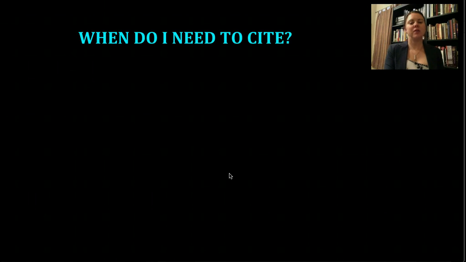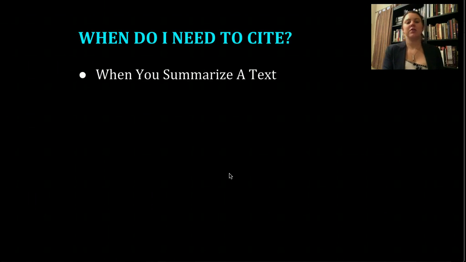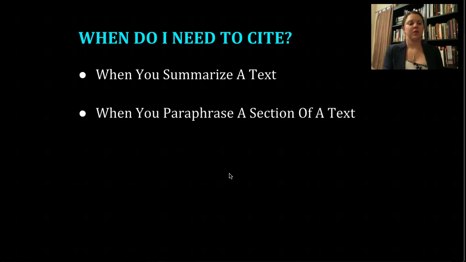All right, so when do I need to cite? There are three times that you really need to cite. First off, when you summarize a text, when you paraphrase a section of a text, or when you directly quote from that text. And we're going to cover all three more in depth.